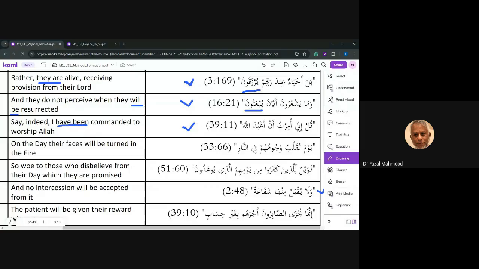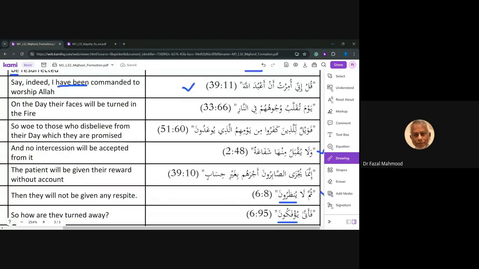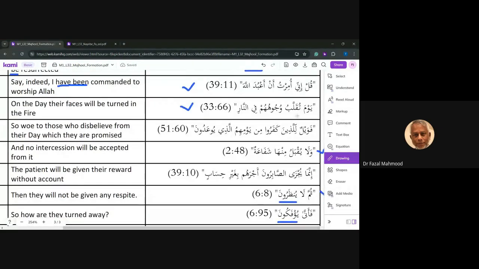A'budallaha. So indeed, I have been commanded to worship Allah. I have been commanded. So it is a passive. Yeah, I have been commanded. And someone commanded me. Who commanded is not there. I have been commanded. Yes. So it is a passive meaning. Good.